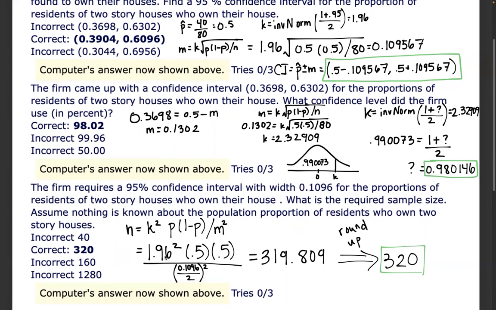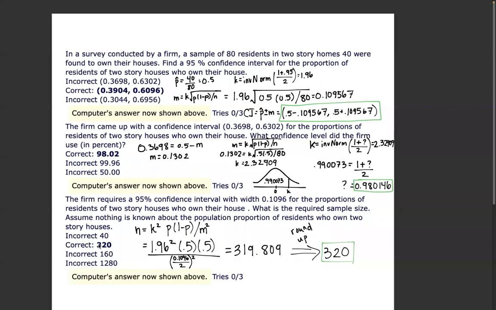So when you calculate this, you'll get 319.809, and then you always round up. And so, because we can't have a fraction of a person, a resident, we get 320. All right.